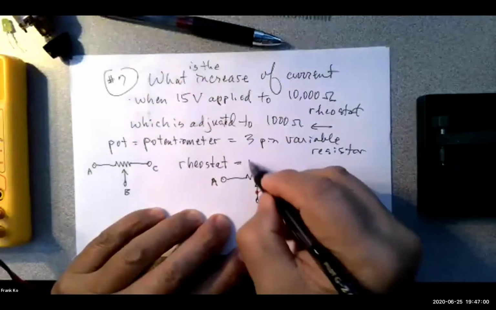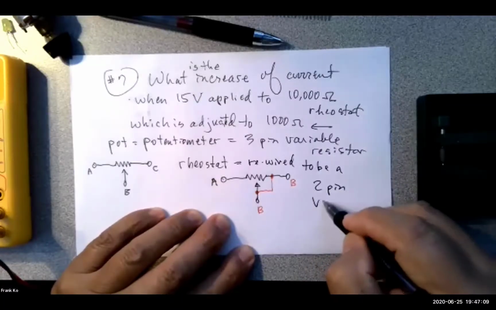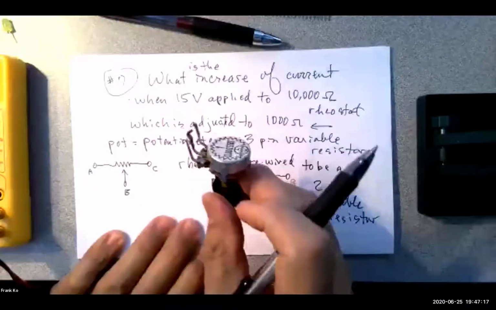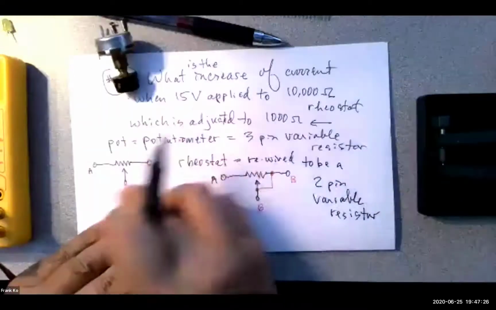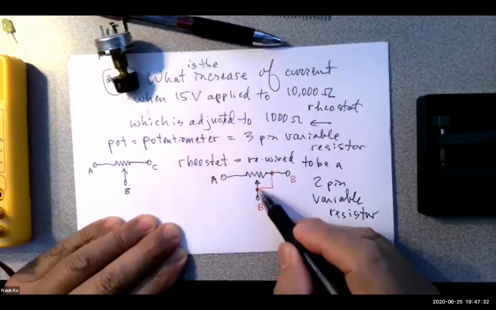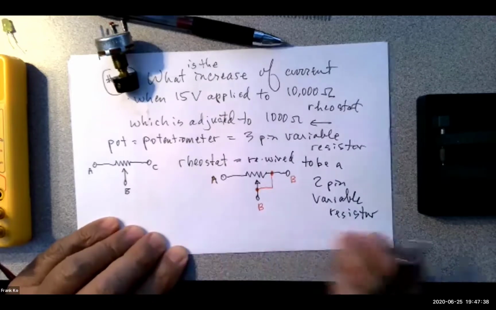So a rheostat, what I've done is I've taken the potentiometer and I rewired it to be a 2-pin variable resistor. And that's all a rheostat is. It's taking this guy and connecting 2 pins together so that these are common to each other and I have a leftover pin. So by putting this wire in between, there's no longer point C. This point and this point are now electrically the same. Now it's a 2-pin variable resistor. So this is what a rheostat is.